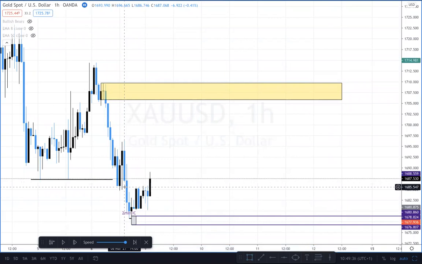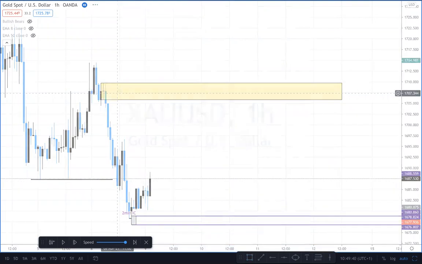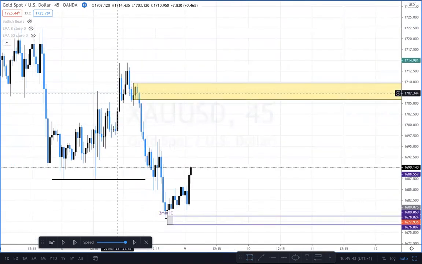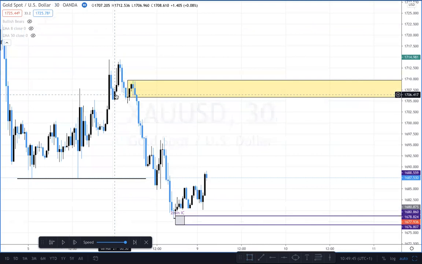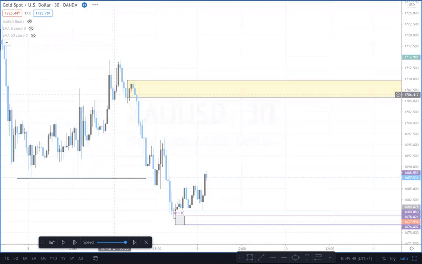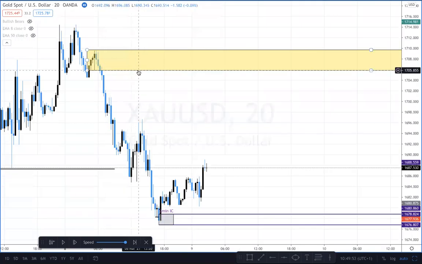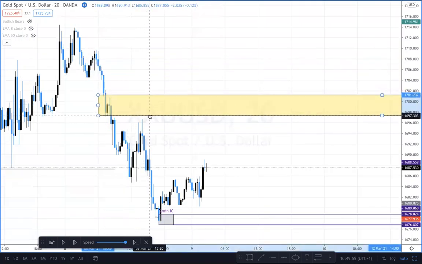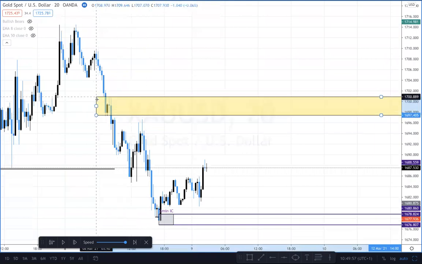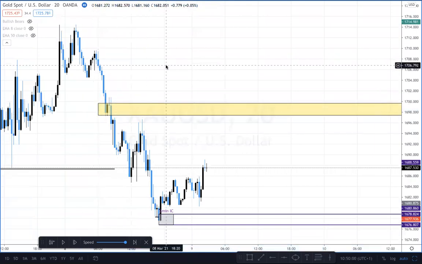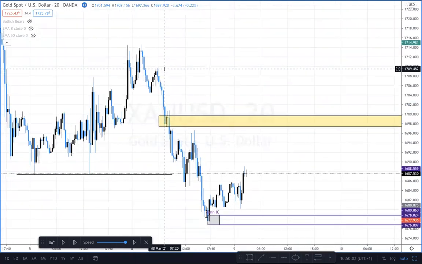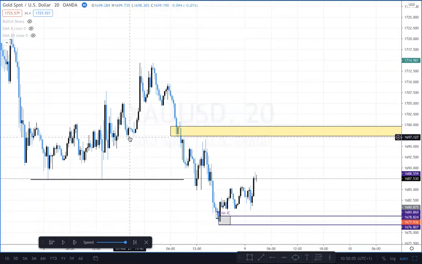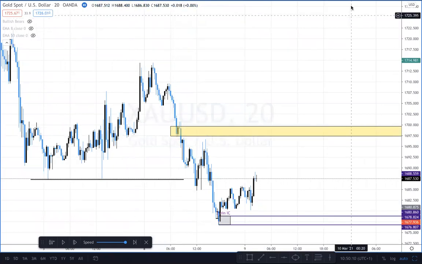Now let's go to a smaller time frame and confirm if this is indeed the last one. So let's go to the 45. Yes, it is. 30, yes, it is. 20. No, from the 20, it's not. It becomes this one right here, that caused the breaker market structure there. So that is our breaker right there.